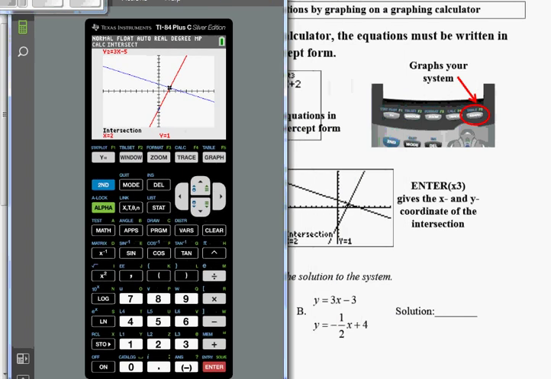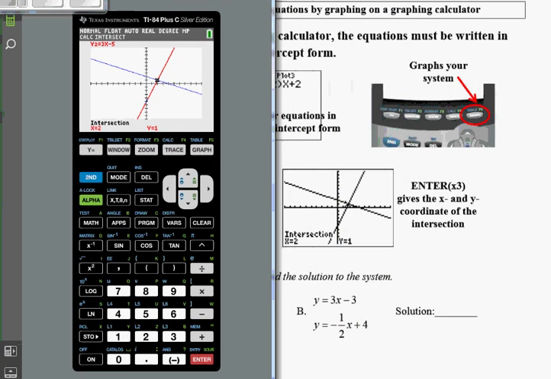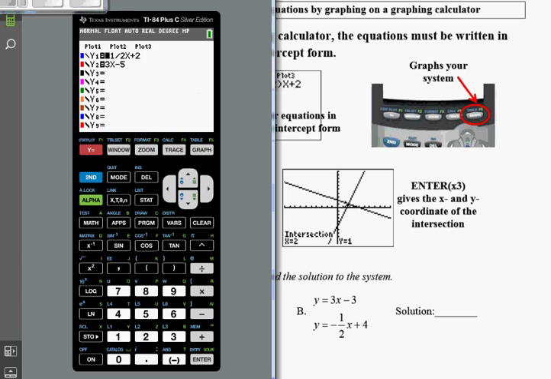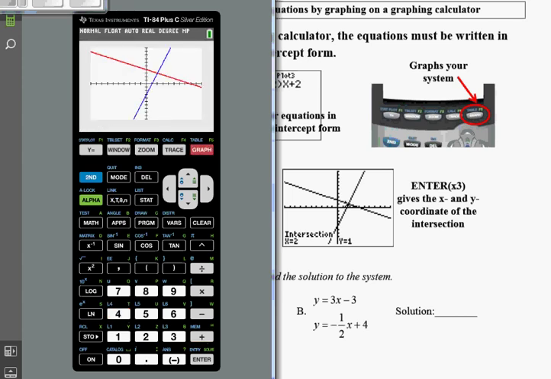Let's look at the second example. So our second example is still in slope-intercept form, so we don't need to do anything to those equations other than plug them in our calculator. So to plug the equations into our calculator, we hit y equals, clear out our last two equations we used. Our new equation says 3x minus 3. And our second equation is -1/2. Again, for 1/2, we'll do 1 divided by 2, x plus 4. Hit the graph button in the top right of your screen.